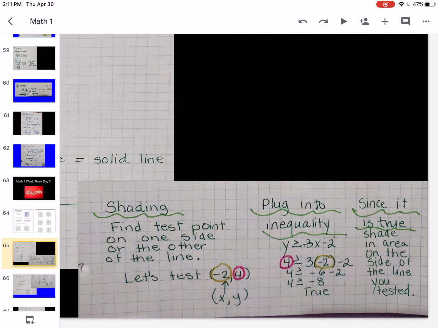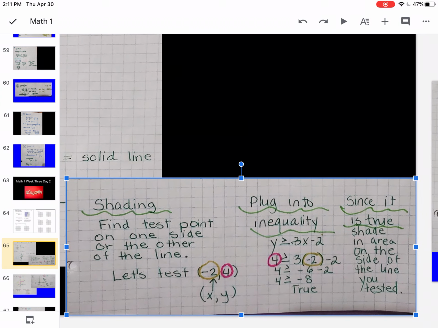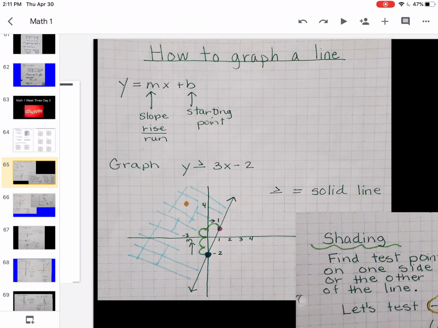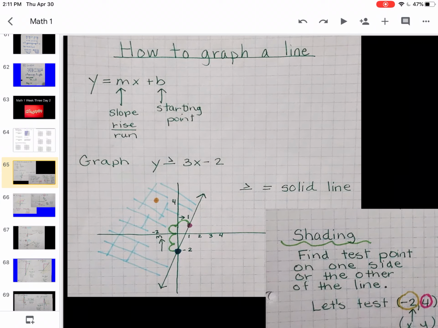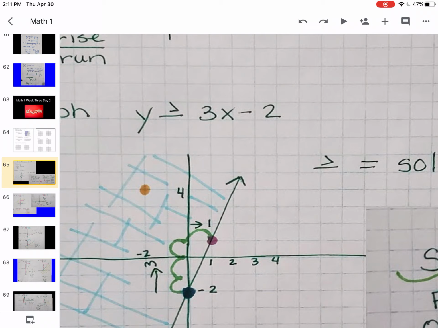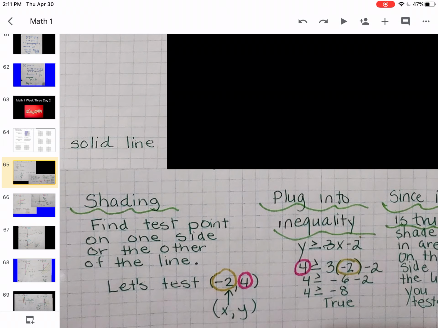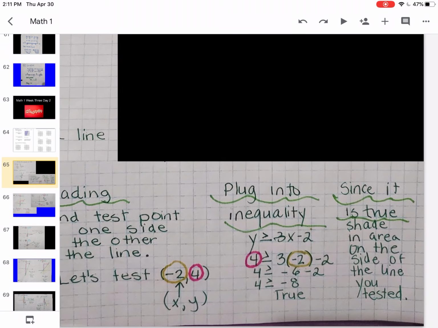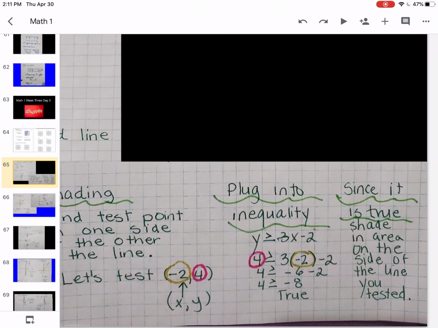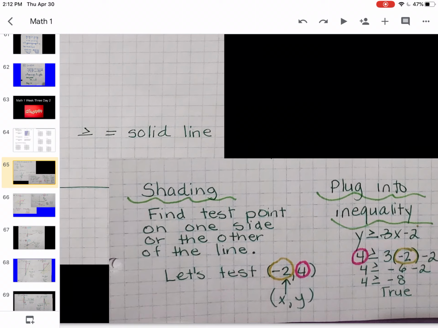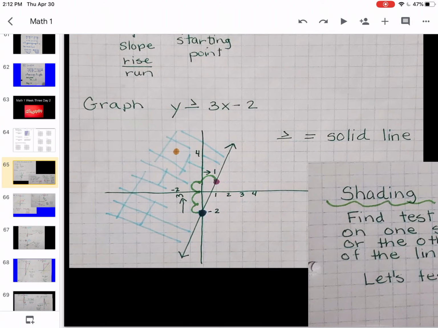So we plug these in. So let's test -2 and 4. So -2 and 4 is up here. When we plug that into this equation right here, we get a true statement. Since it is true, shade in the area on the side of the line you tested. So that's why we shaded that in.